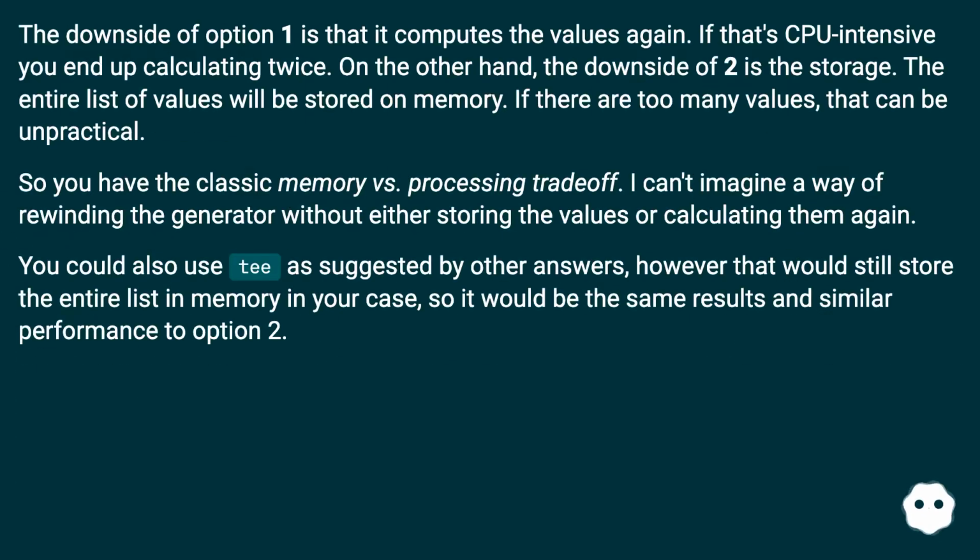The downside of option 1 is that it computes the values again. If that's CPU intensive, you end up calculating twice. On the other hand, the downside of option 2 is the storage. The entire list of values will be stored in memory. If there are too many values, that can be impractical. So you have the classic memory versus processing trade-off. I can't imagine a way of rewinding the generator without either storing the values or calculating them again.